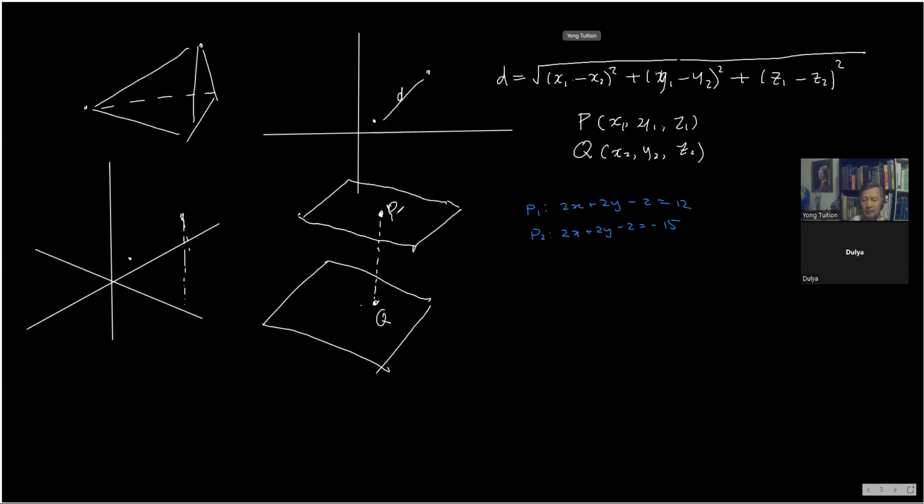Find the distance between these two planes, P1 and P2. Between two points or between two planes? Two planes. Ah, they are parallel. So these two planes are parallel, isn't it? Okay. So I think that will come from this number, isn't it?